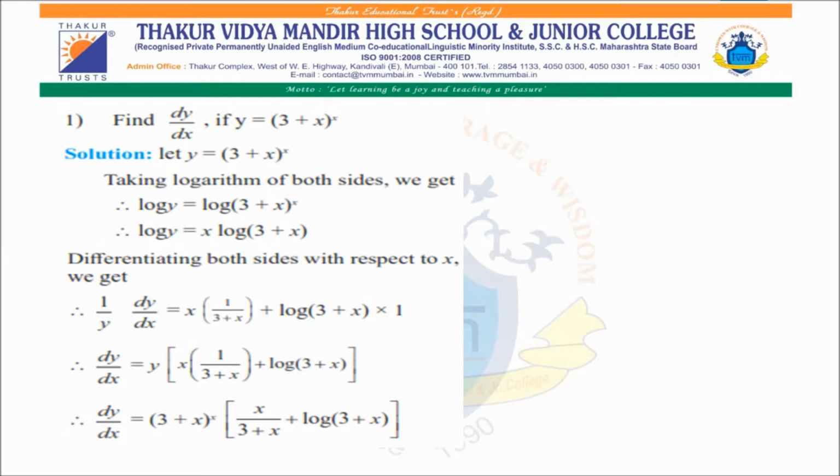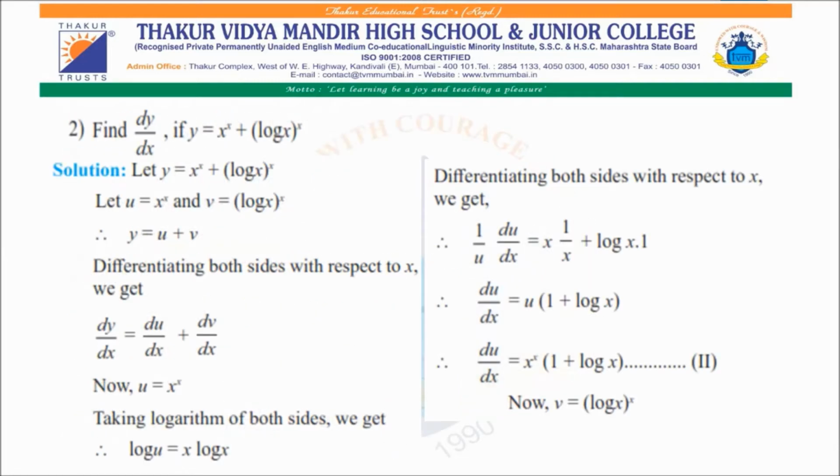Now see the next example. Find dy by dx if y equals x raised to x plus (log x) raised to x. Here we are having function of function, but also we are having two functions in addition. So we will consider these two functions separately as u and v. We take x raised to x as u and (log x) raised to x as v. So we have y equals u plus v, where u equals x raised to x and v equals (log x) raised to x.